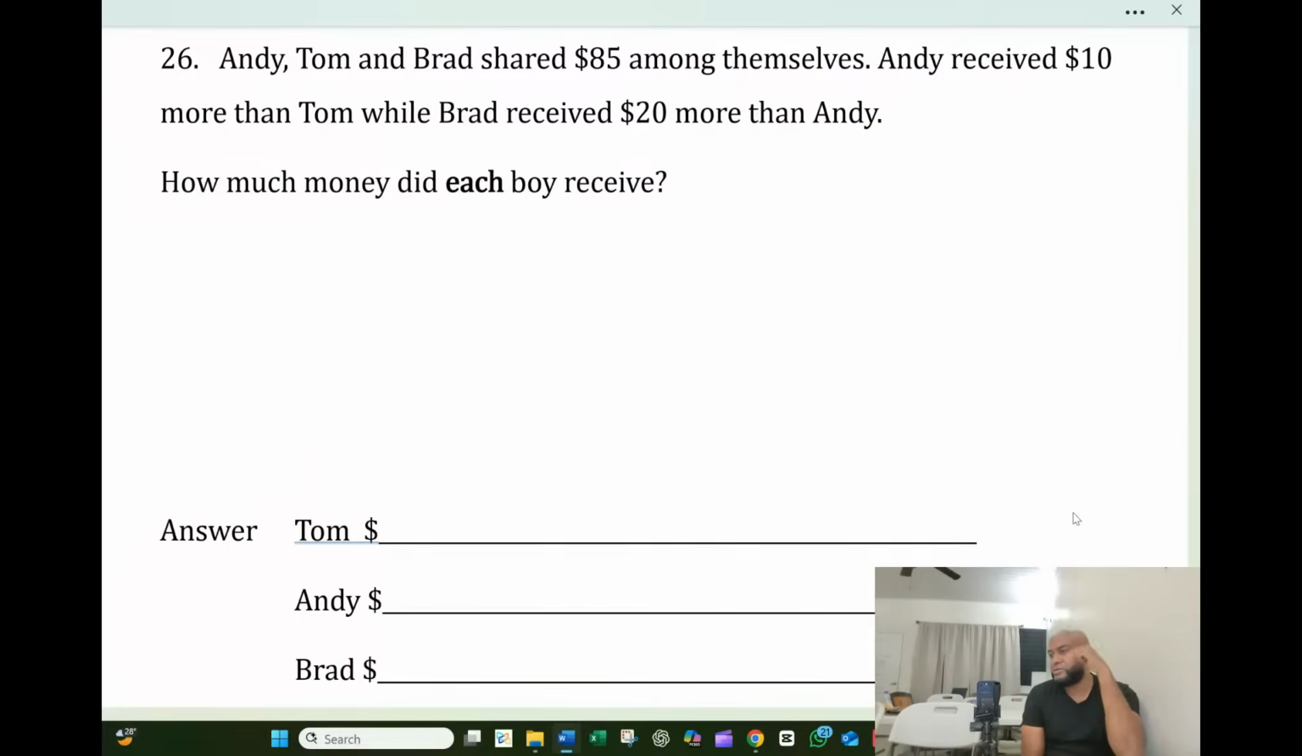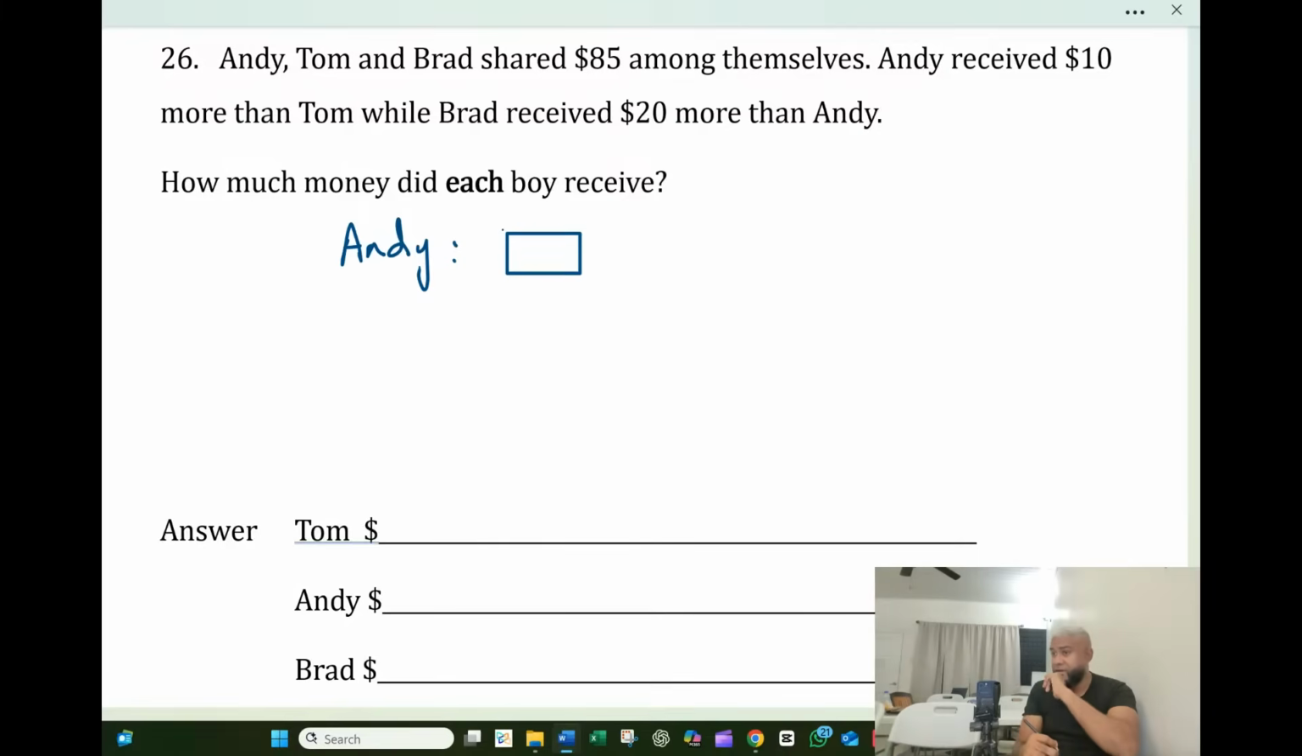So, all right, we're going to start. Now I've given you all my method. I did some research on questions like these, and I find the box method is the most effective method. So watch it here. Andy, Tom, and Brad share $85 amongst themselves. Andy receives $10 more than Tom. So let me deal with Andy first. Andy will be represented by a box. So Andy would be one box. Everybody good there?